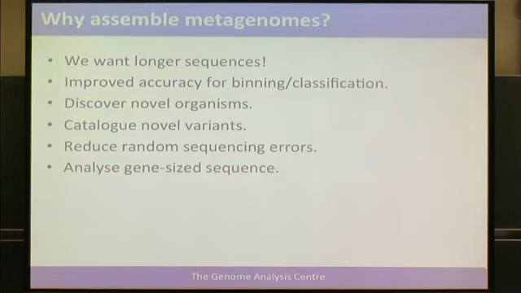So why do we want to do metagenomic assembly? Well, the simple answer is we want longer sequences. But it has the potential to help us with improved accuracy for binning and classification, to help us discover novel organisms and novel variants. More specifically, it lets us analyse gene-sized sequence, which isn't yet possible with individual reads.